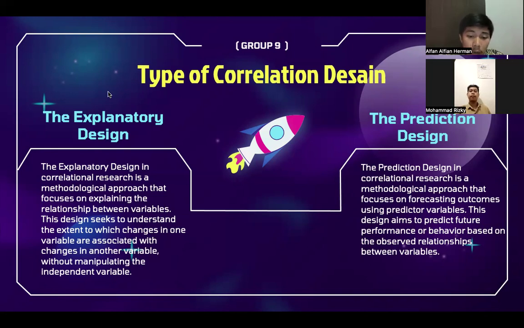One key aspect of the explanatory design is the use of statistical techniques to analyze the relationship between variables. Researchers often employ correlation coefficients to measure the strength and direction of the association between variables. These coefficients provide a quantitative measure of the relationship, allowing researchers to assess the degree to which changes in one variable are reflected in changes in another.